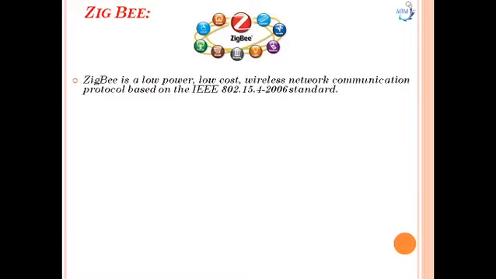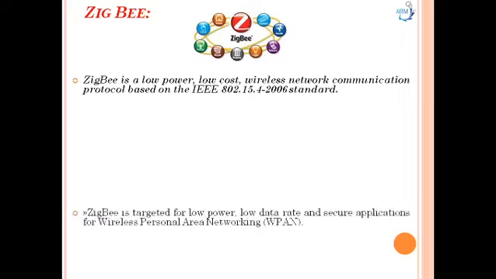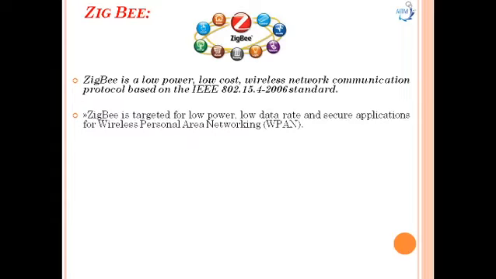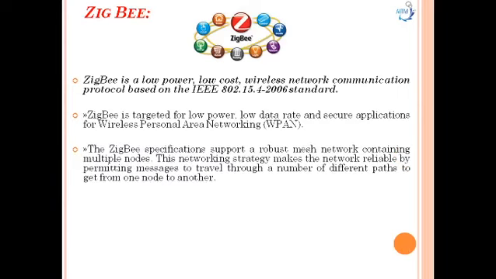Zigbee is a low power, low cost wireless network communication protocol based on IEEE 802.15.4, which is a 2006 standard. Zigbee is targeted for low power, low data rate and secure applications for wireless personal area networking. The Zigbee specification supports a robust mesh network containing multiple nodes. This networking strategy makes the network reliable by permitting messages to travel through a number of different paths to get from one node to another node.